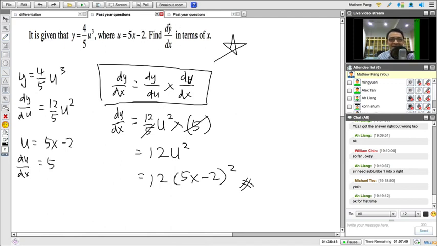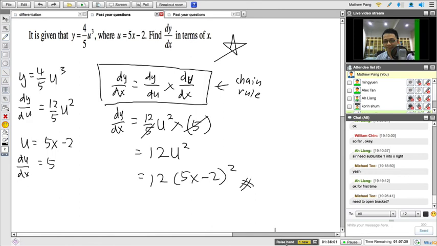How can they actually get dy/dx from this kind of equation? So this is how we do it. Please remember this chain rule, because it's going to be very important in the next part of differentiation. Later you will learn about the rate of change, and you're going to use the chain rule a lot there.